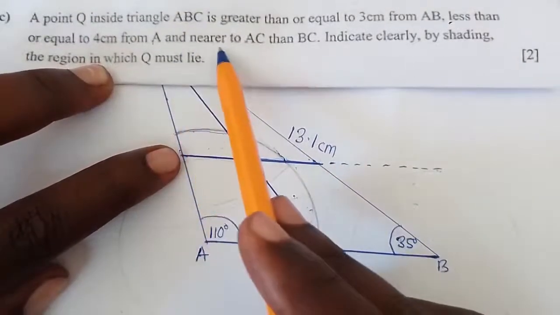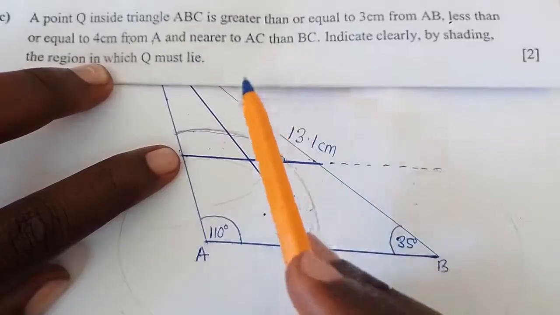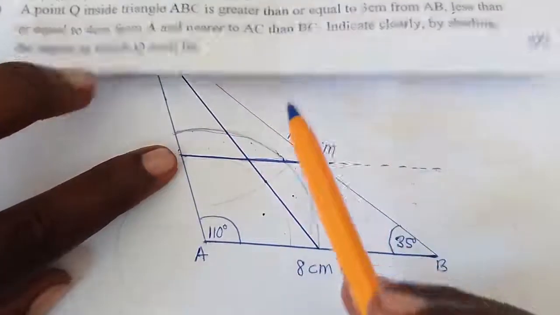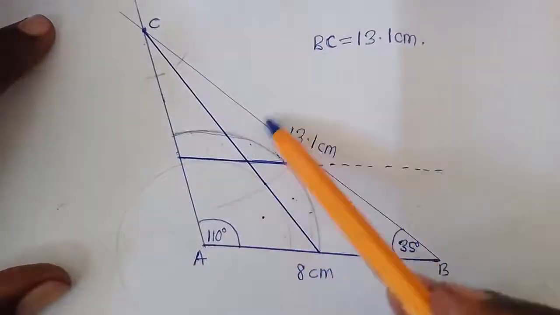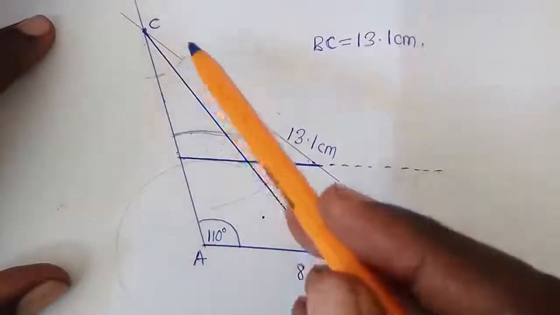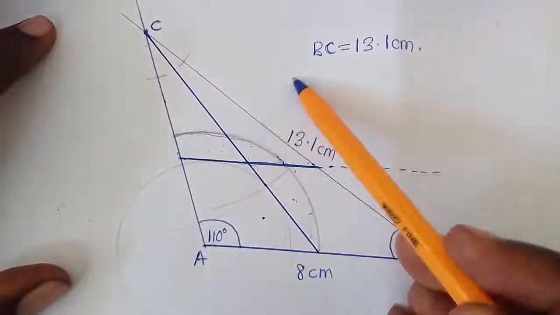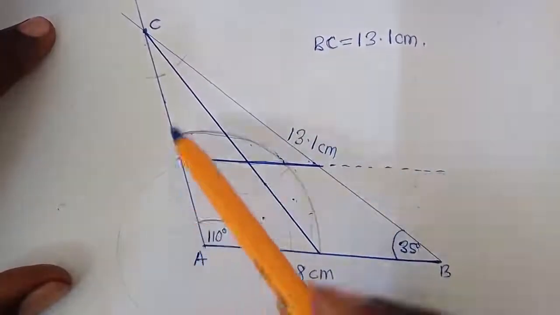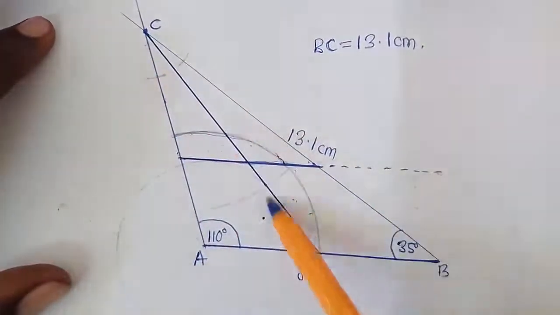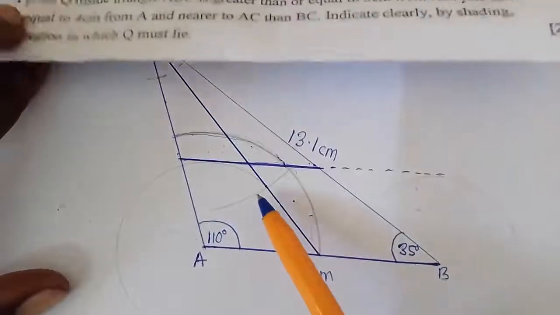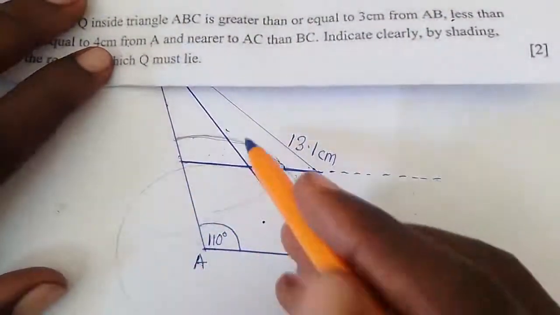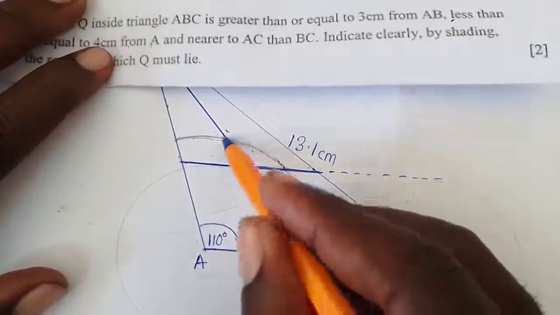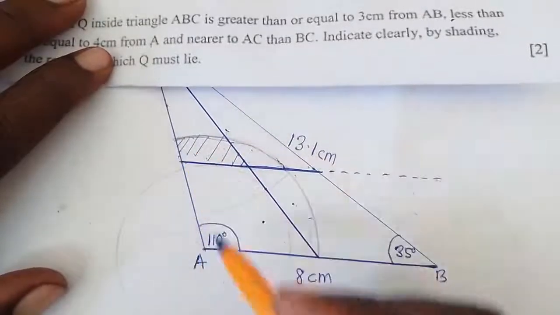Then and nearer to AC. Have you seen, nearer to AC than BC. The line that is dividing it is this line. So I told you that this side here, this is BC. So going this side is nearer to BC. Going this side is nearer to AC. This is the line that is dividing. So nearer to AC, this side. So this line that is dividing, the region is here. This is the region. Have you seen?